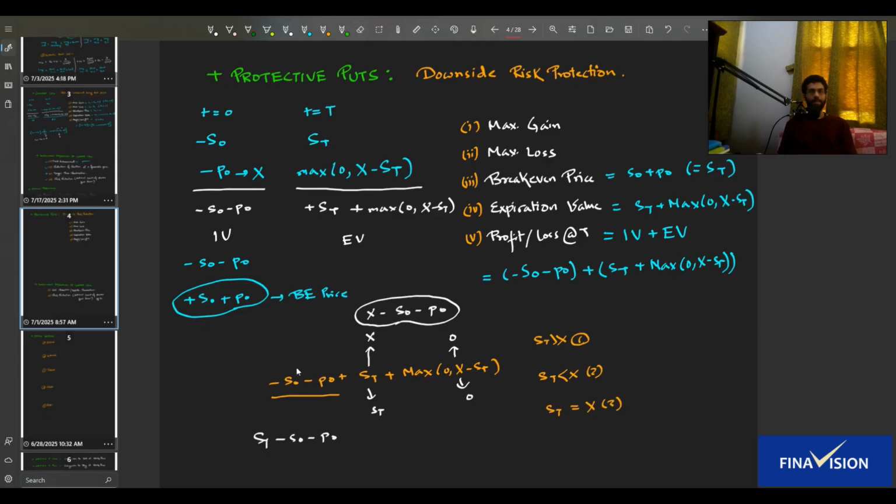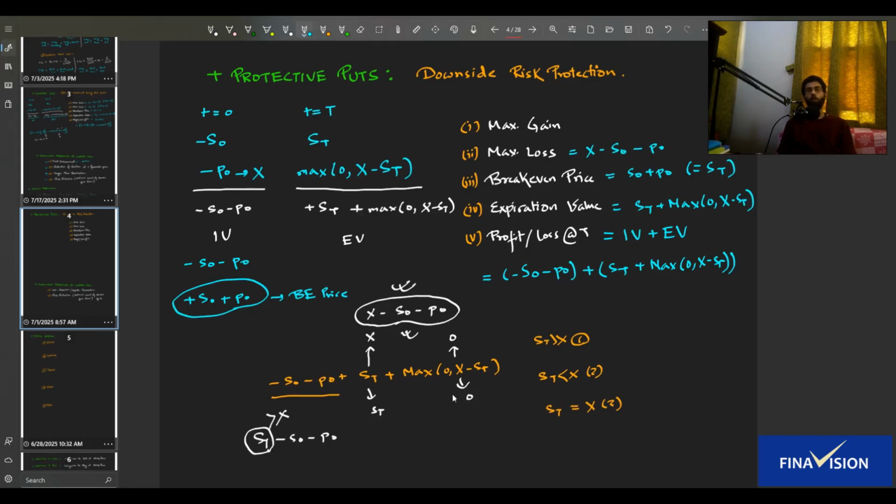So ST is greater than X. This ST that I am circling here, this is greater than the strike price. So here this is not the maximum loss. The maximum loss can be this one, X minus S0 minus P0. This one is the maximum loss. So let me write down the maximum loss here. This is equal to X minus S0 minus P0.